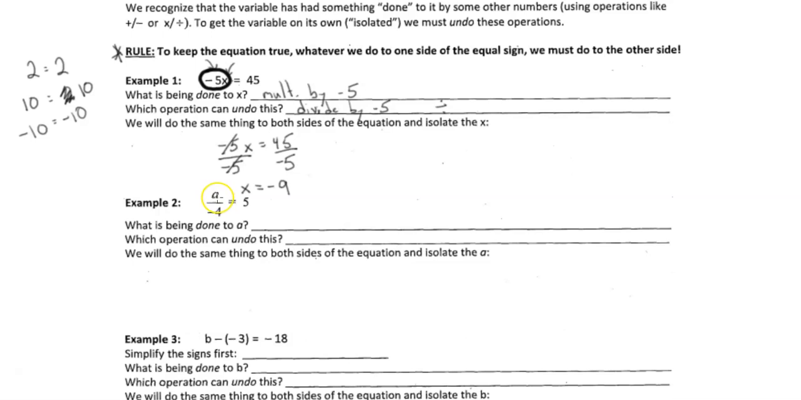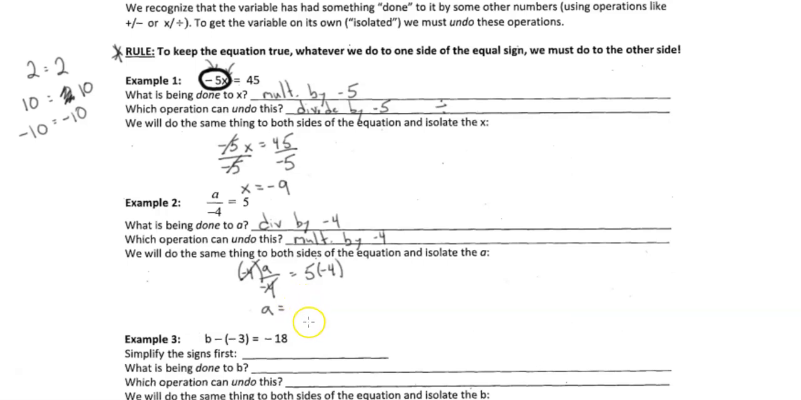Okay, so let's look at this one. What's being done to a? Divide by negative 4. And what's the opposite operation to division? Multiply by negative 4. So we're going to multiply both sides by negative 4. If we have a over negative 4 equals 5, we multiply both sides by negative 4. See how we have negative 4 over negative 4, so they cancel, and they give us a, which equals 5 times negative 4 is? I don't know negatives, bro.